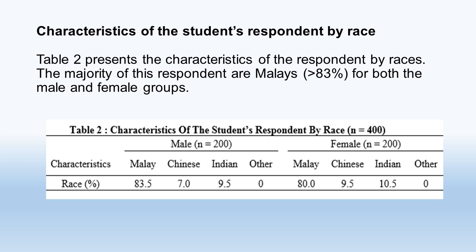So, characteristics of the student respondents by race. Table 2 represents the characteristics of the respondents by races. The majority of the respondents are Malays, more than 83% for both the male and female groups.